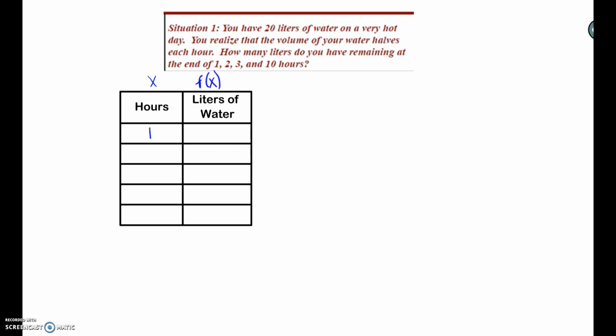So they want to know how much is after 1 hour, after 2 hours, 3 hours, and 10 hours. So if we start with 20 liters of water, and 1 hour goes by, it says that our water halves each hour. We're taking half of 20. So what is 20 divided by 2? That gives us 10. So after 1 hour, we're left with 10 liters of water.